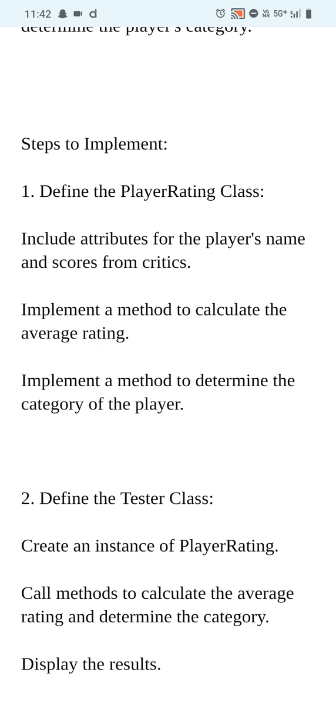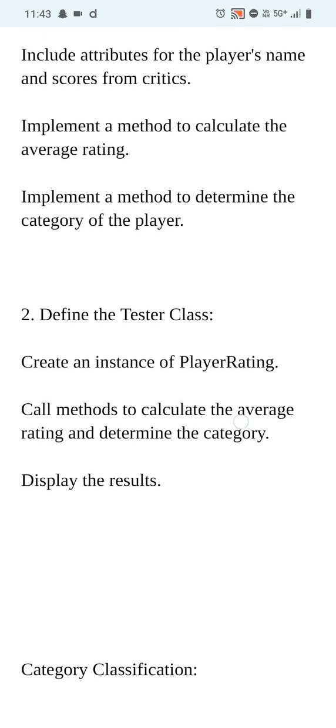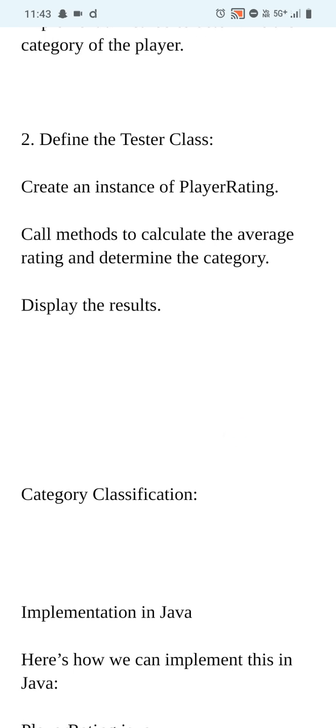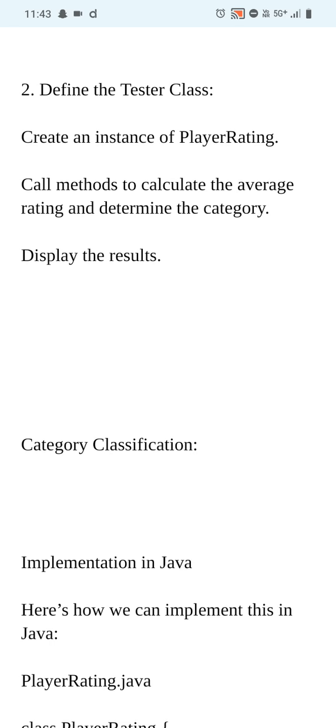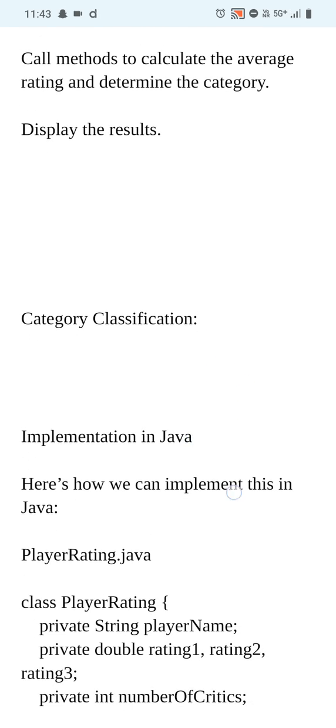Define the player rating class, which includes attributes for the player's name and scores from critics. Implement a method to calculate the average rating. Implement a method to determine the category of the player. Then define the tester class, create an instance of player rating, call methods to calculate the average rating and determine the category, and display the result.